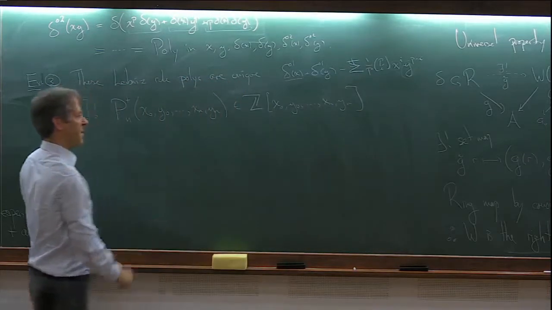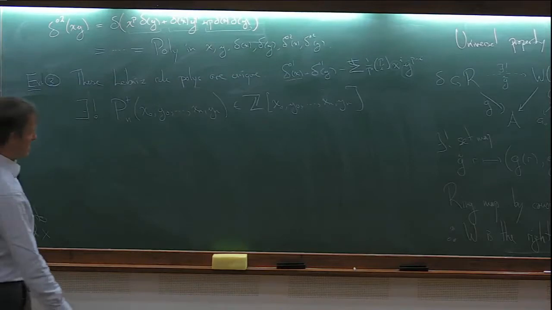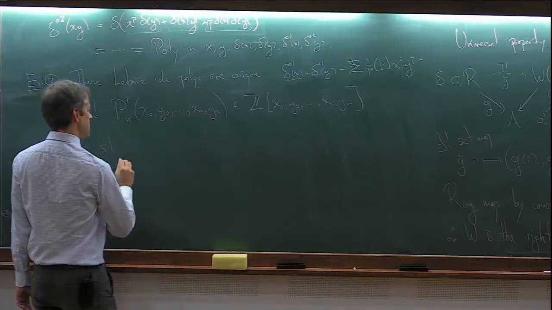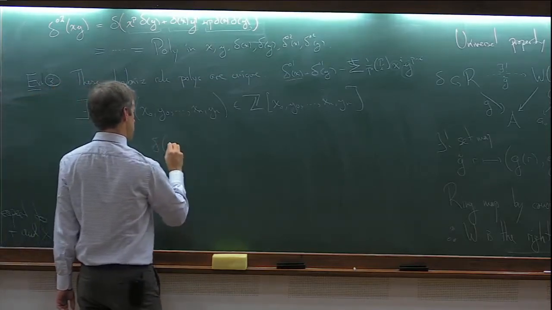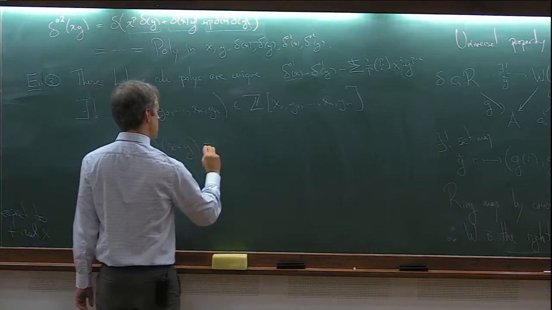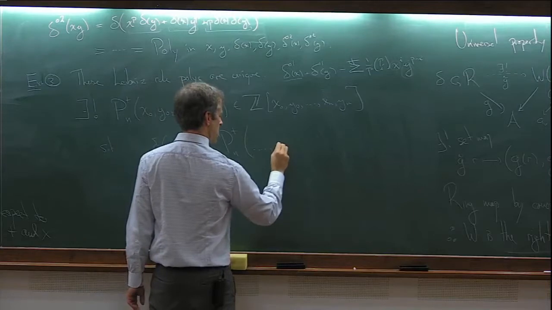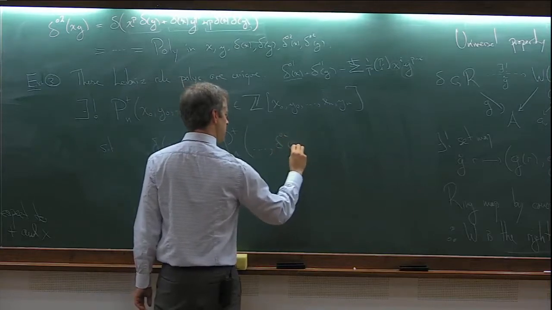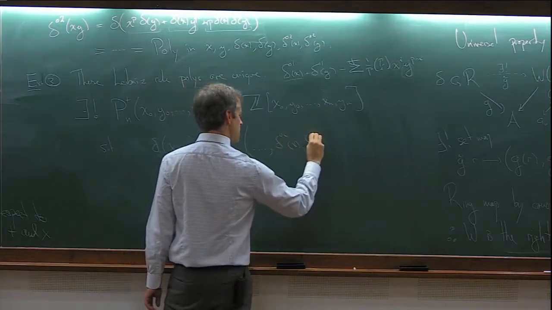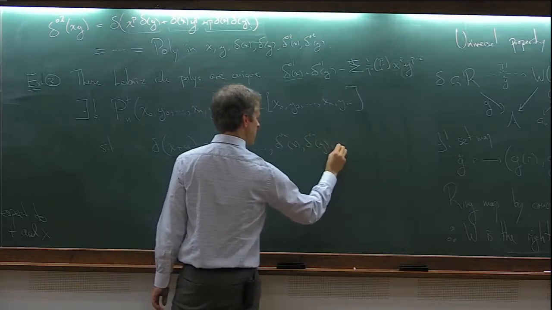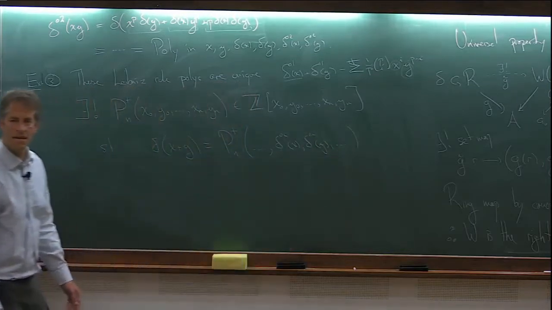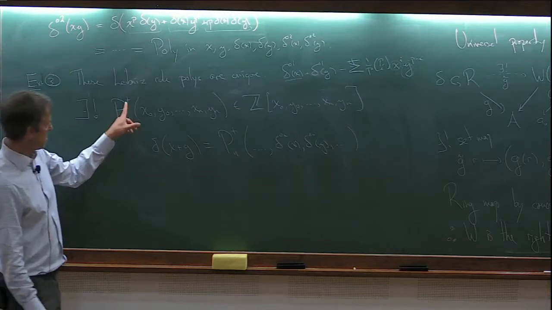So there's a unique polynomial with integer coefficients in these indeterminates such that delta of x plus y is equal to p n plus of the ith iterate of x, comma, the ith iterate of y. And similarly for multiplication.